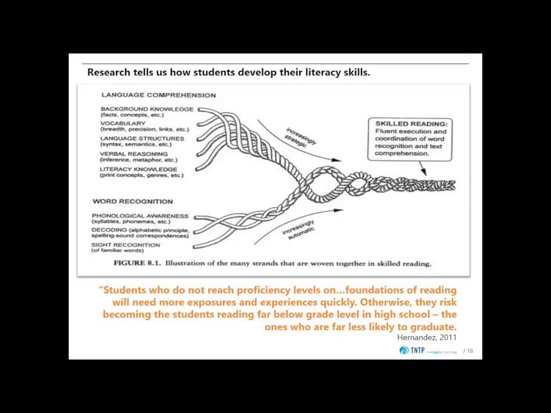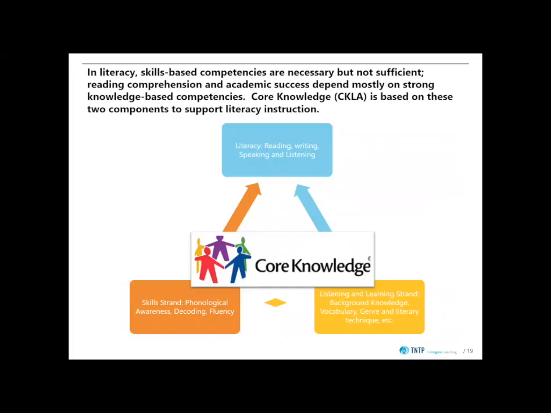We also know through research that students who do not create this rope of literacy skills early continue to flounder. See this quote at the bottom by Hernandez in 2011. Students who do not reach proficiency levels on foundations of reading will need more exposures and experiences quickly. Otherwise, they risk becoming the students reading far below grade level in high school, the ones far less likely to graduate, the ones perpetually caught up in that achievement gap and the Matthew effect that we studied in part 1.